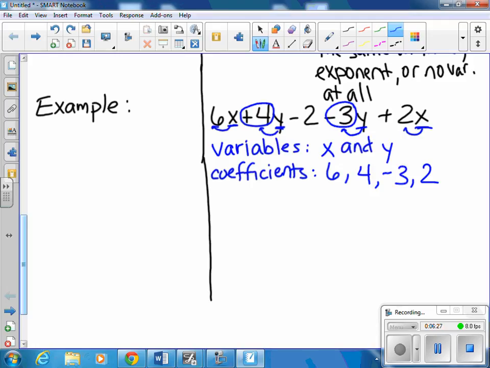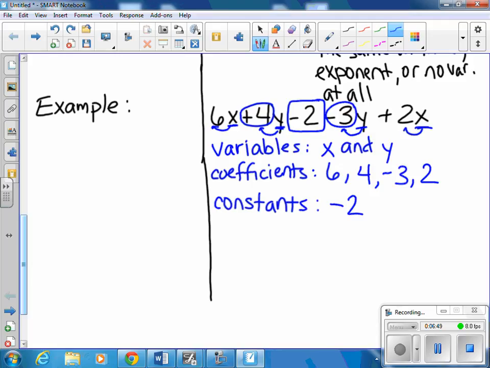All right, the next thing we want to take a look at are your constants. These are the numbers with no letters at all, the numbers that will never change. So if you look through and you try to find a number that has no letter, there's only one right here, and that's this negative 2. Remember, the sign in front of the 2 goes with it and tells you whether it's positive or negative. So negative 2 is the only constant in this problem.